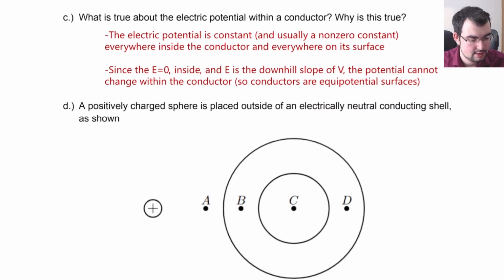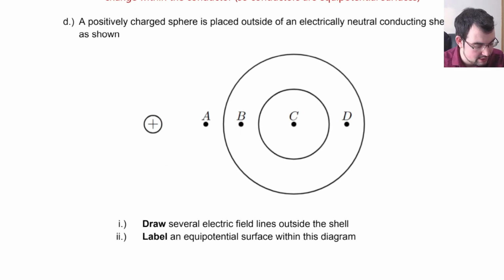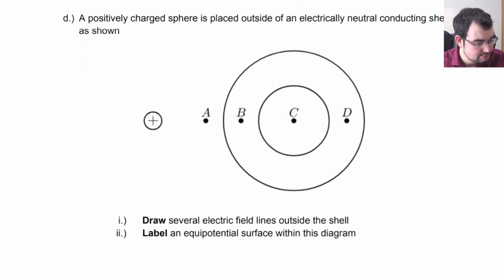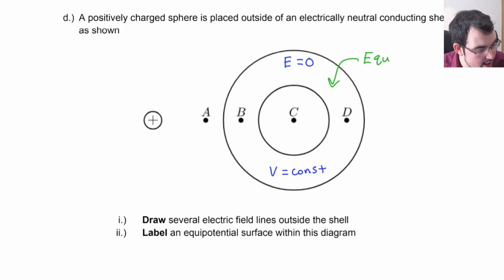So if we have a positively charged sphere that's outside of a neutral conducting shell, we can do a couple things here. We can draw some field lines, we can label an equipotential surface, and we can rank some things. So first of all, I'll actually do part 2 first, because anytime you have a conductor, we should write these things. E equals 0. V is constant. So what that means is that this is an equipotential. It's an equipotential surface right here.